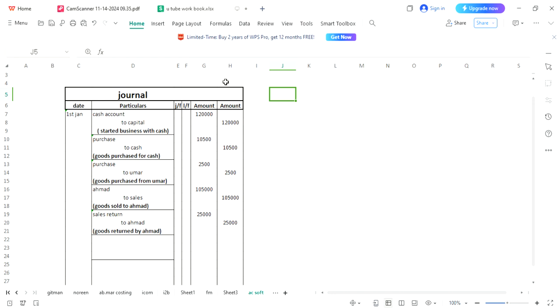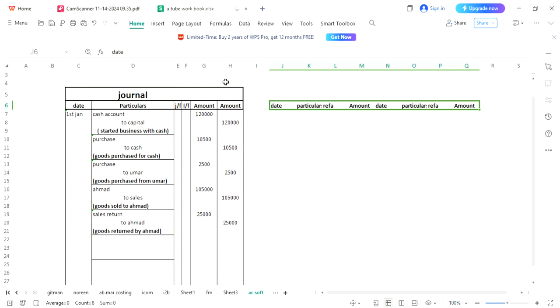For that purpose, the very first thing you should know about is the columns. The first column we will use is the date, then particulars, then a column for the reference, and finally the amount. This is one side, and please understand that the same four columns will be used for the other side. These are your headings.